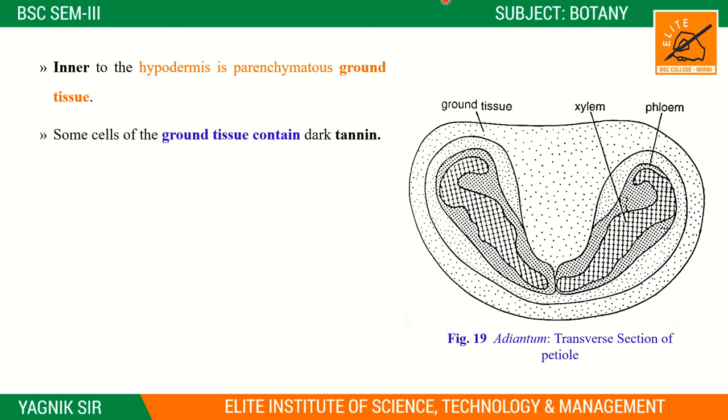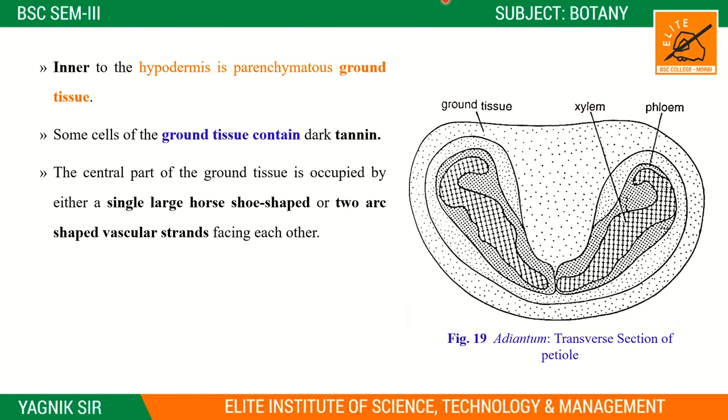So some cells of the ground tissue contain dark tannin. So what is tannin? Tannin is actually a secondary metabolite, right? And this tannin is produced in the secretory glands, right? Normally this type of gland is present in this structure. The central part of the ground tissue is occupied by a single-layer horseshoe shape, right? The shape is just like a horseshoe. And here the vascular strand is present in two arcs. This is one arc and this is the second arc.